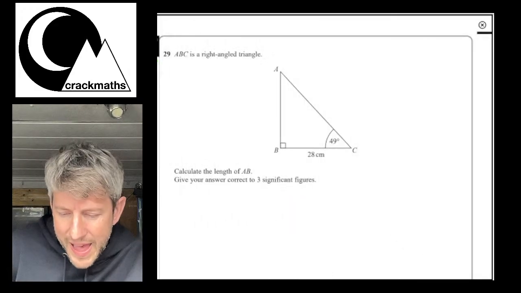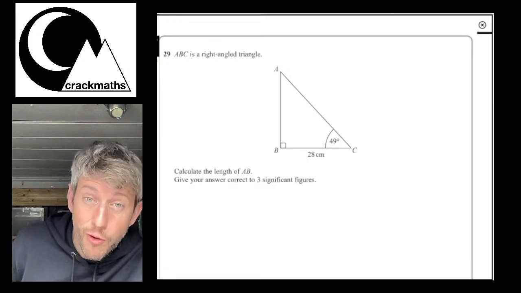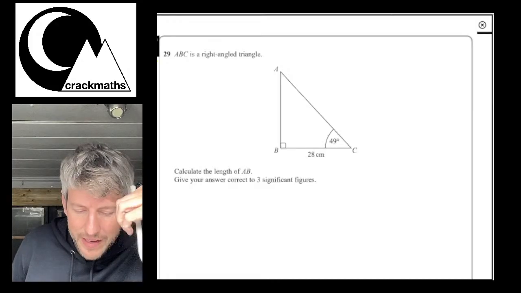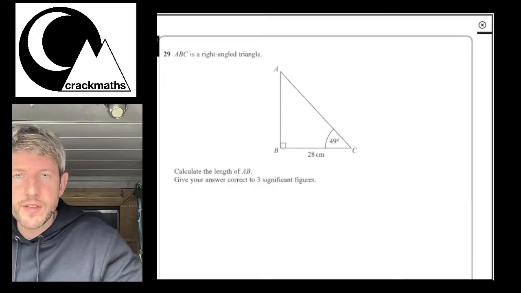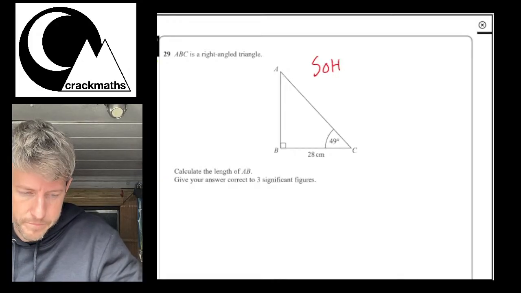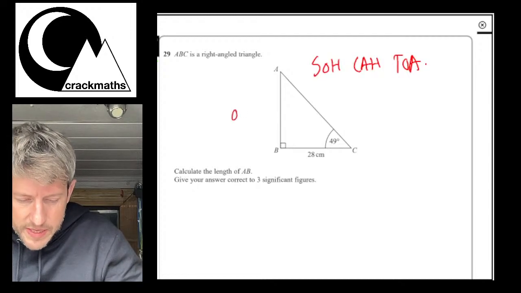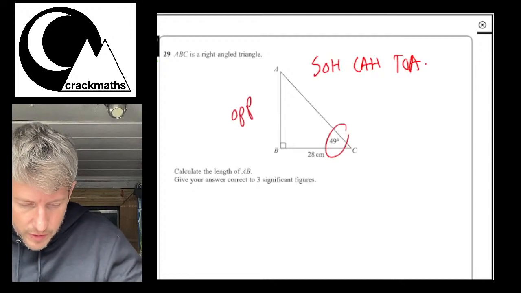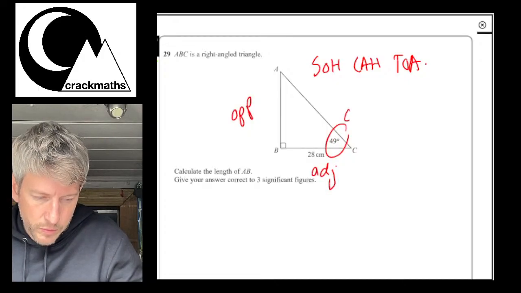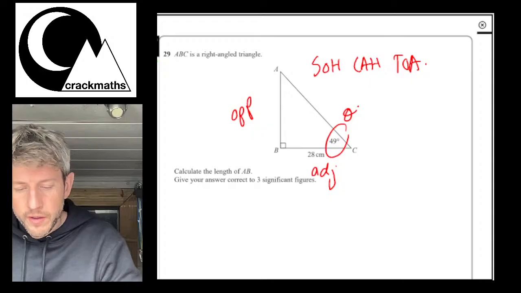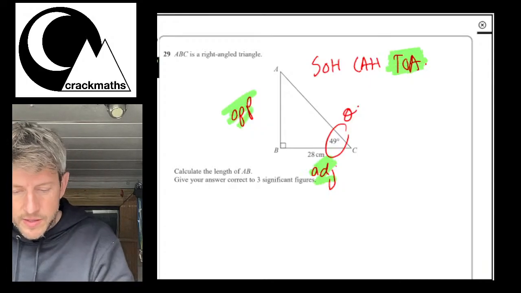We've got question 29 here. It says that ABC is a right angled triangle, and it says calculate the length of AB to 3 significant figures. So this is SOH CAH TOA. This is our opposite because this is the angle that we've been given. This is the adjacent. We want the one that's using the opposite and the adjacent, so it's going to be this one here, TOA.